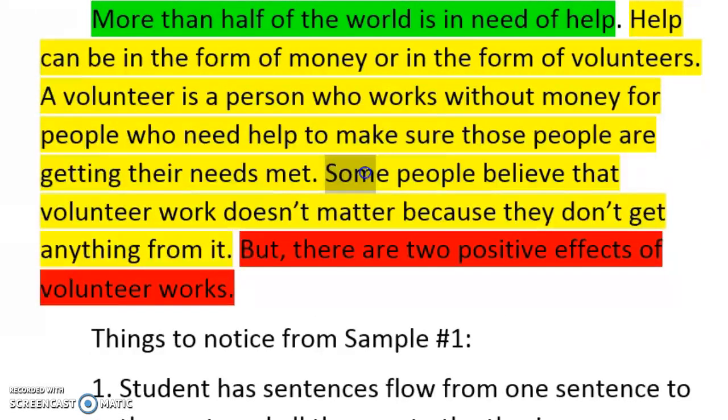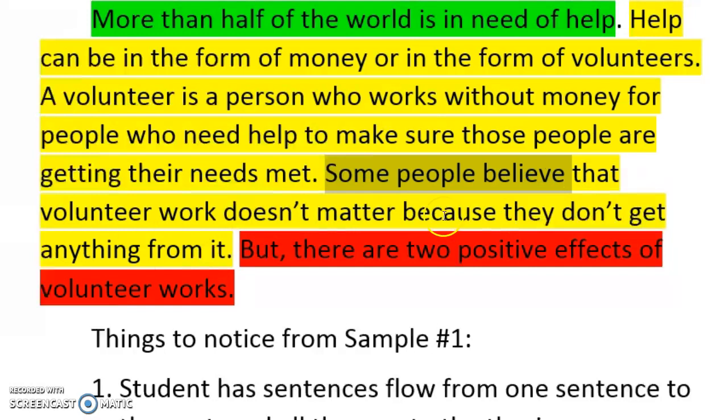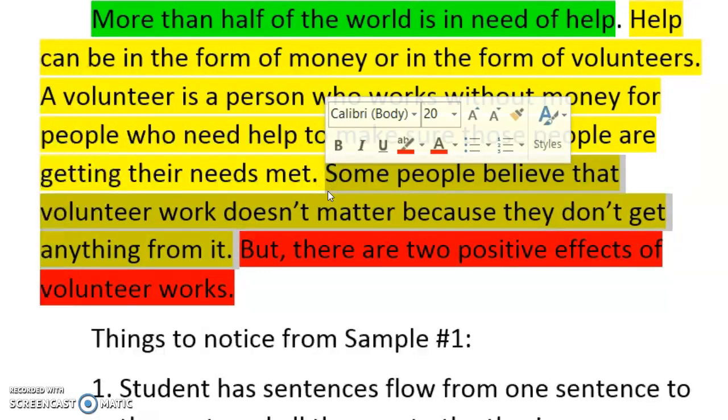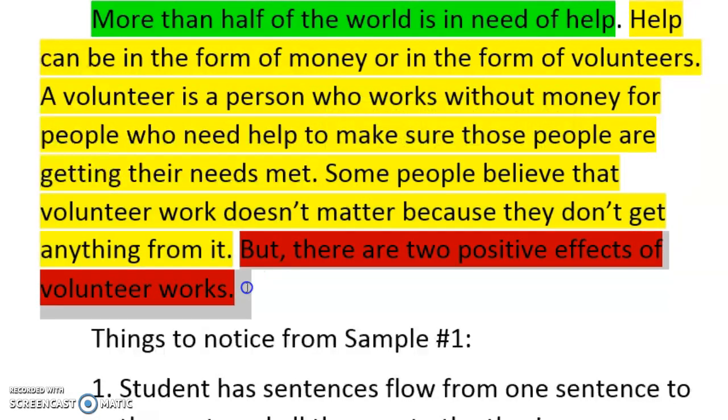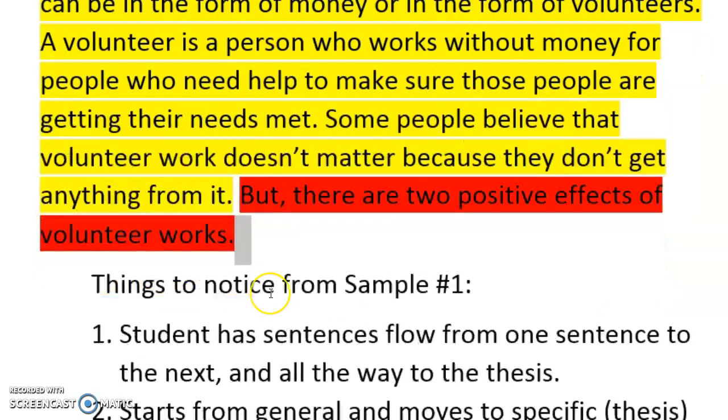Part of background information can be opinion. Some people believe or some people think that volunteer work doesn't matter because they don't get anything from it. And then that's a nice contrast idea, a nice opposite idea of what he's going to write about in his paper. You know, some people say it's not worth anything, however, there are two positive effects of volunteer work. I would have preferred for him to list out those two effects. Those two effects would be A, B, or 1 and 2, but this is fine.